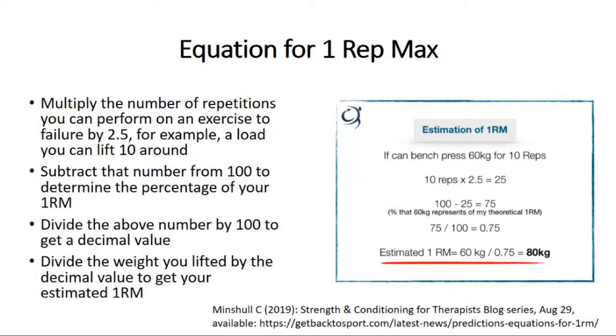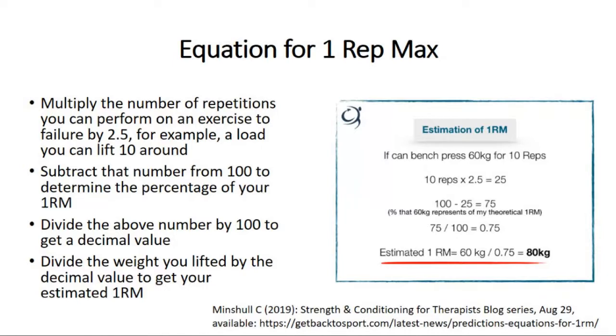So what we're going to do is multiply those 10 repetitions. We've fatigued, we failed to lift any more than 10 repetitions at 60 kilos. So we times 10, because that's the number of reps that we did, by 2.5, that gives us 25. And then we minus 100 from that, which gives us 75. And then that gives us a percentage.